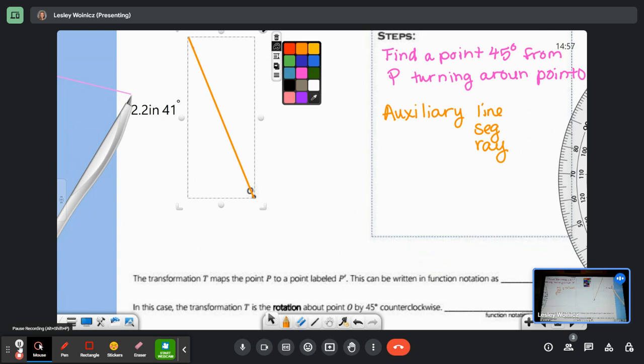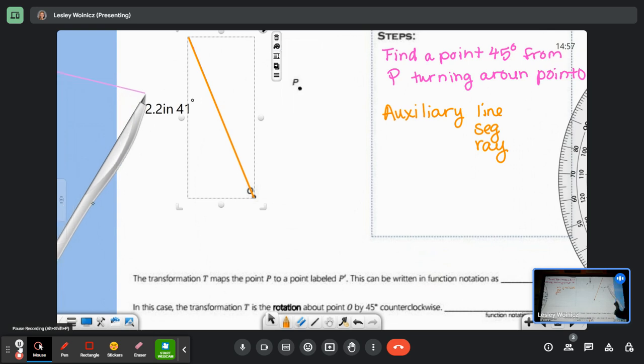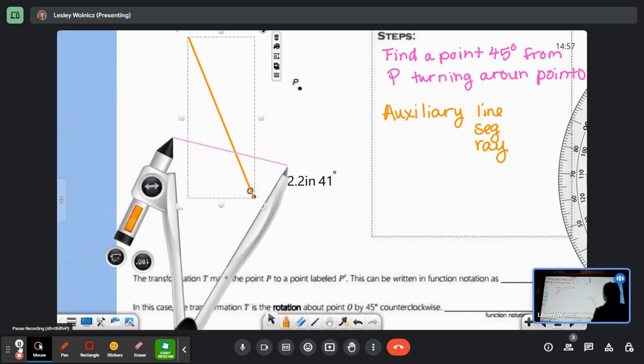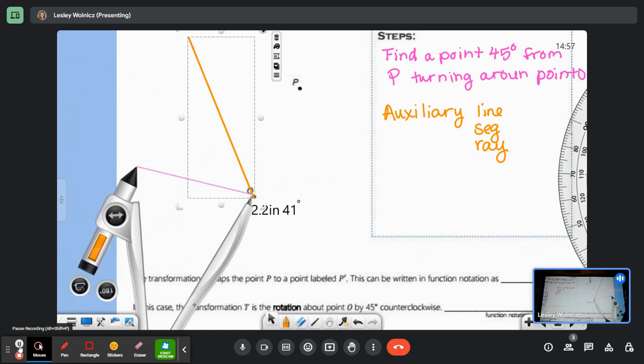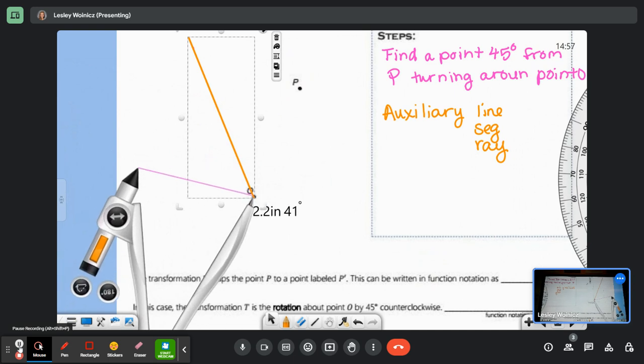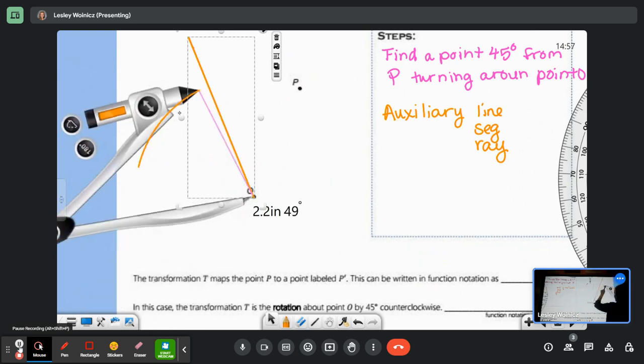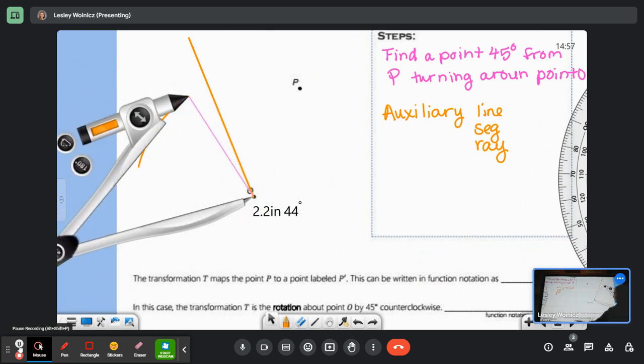Now when we very first used our compasses, we used them to copy distances. Do you guys remember that? Okay, so we're going to do that again. I'm going to put the metal tip on O, and I'm going to put my, shoot.